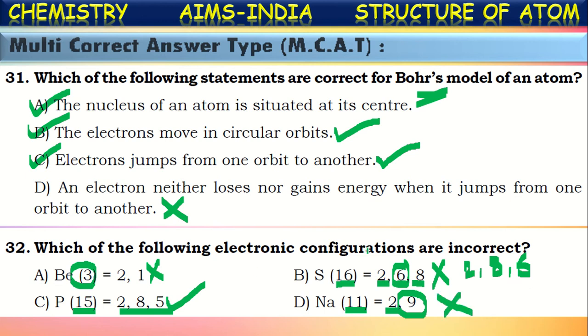Now what they are asking in the question: which of the following electronic configurations are incorrect? So the first one is incorrect, the second and fourth. These four are incorrect configurations. This is the correct configuration. Okay. Now the answer will be A, B, C, D.